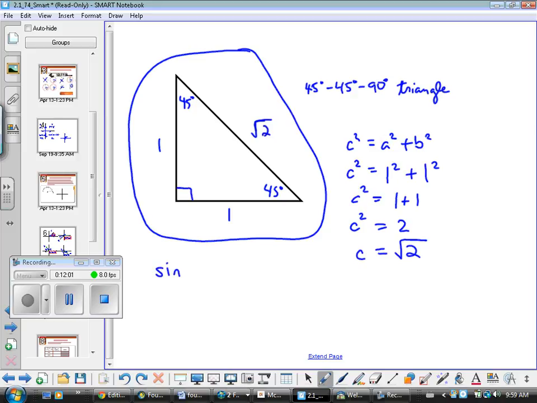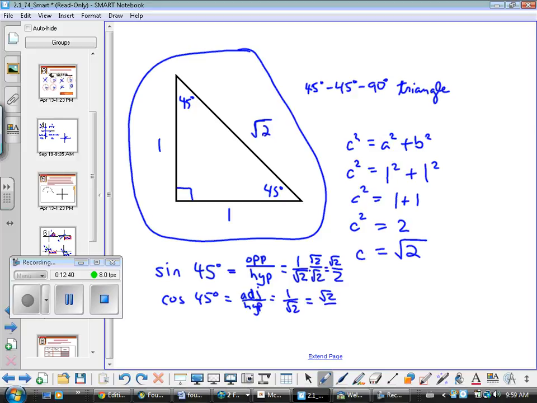So for example, sine 45. Just looking at this triangle, you don't have to put it in your calculator. You know sine is the opposite over the hypotenuse, so the sine here would be 1 over root 2. We always want to rationalize the denominator, and so that's going to be root 2 over 2. So we can use this to calculate exact values, and it's important to have the exact values here. Cos 45 is also going to be equal to the same thing because the adjacent is also 1. So 1 over root 2 equals root 2 over 2.